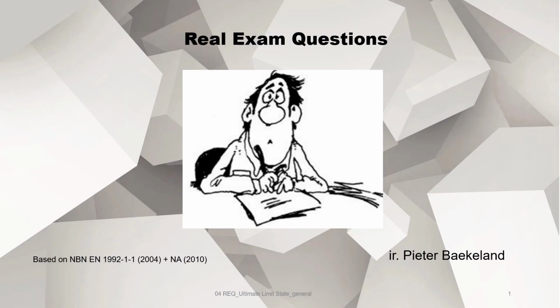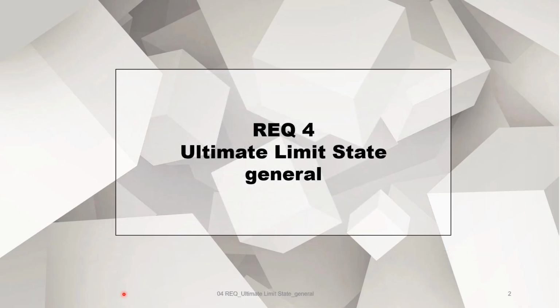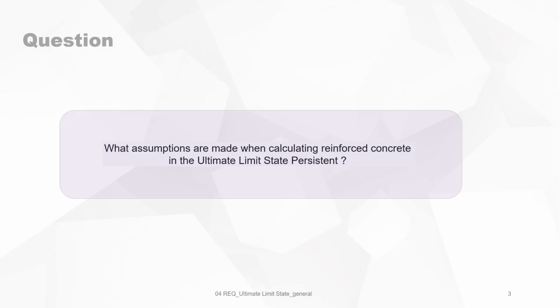Real exam questions. This is question 4. It's about ultimate limit state. The question goes as follows. What assumptions are made when calculating reinforced concrete in the ultimate limit state persistence?